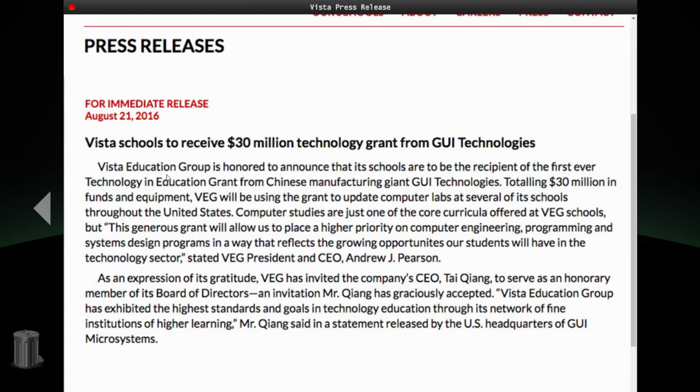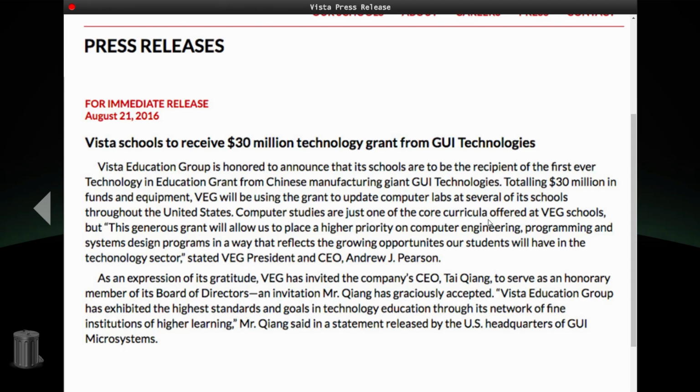Vista press release. Vista School to receive $30 million technology grant from GUI. Oh, so the school did get a big donation from this company. Vista Education Group is honored to announce that its schools are to be the recipient of the first ever technology and education grant from Chinese manufacturing giant GUI Technologies, totaling $30 million in funds and equipment. VEG will be using the grant to update computer labs at several of its schools throughout the United States. So these are computers that shouldn't go fluky, as Morgan described.